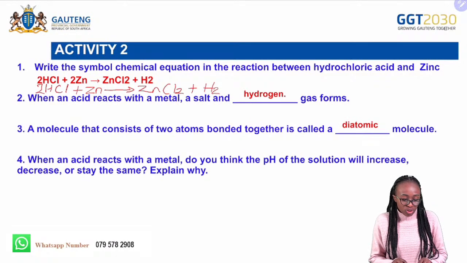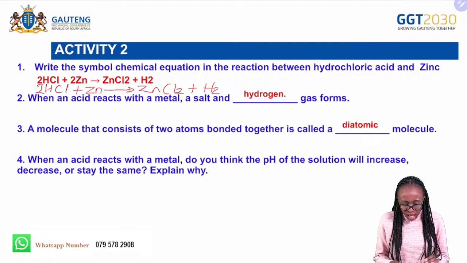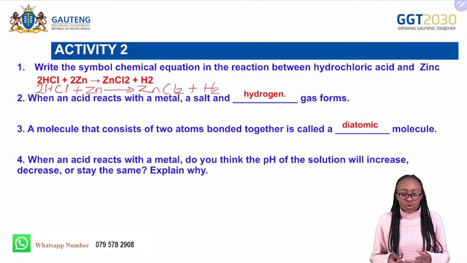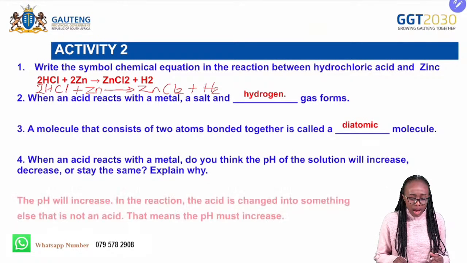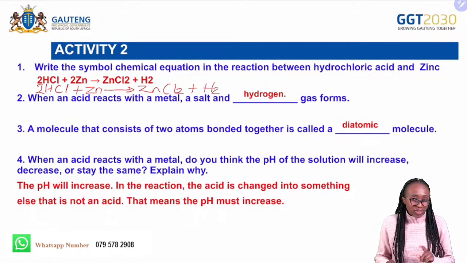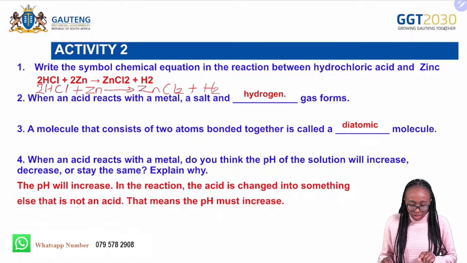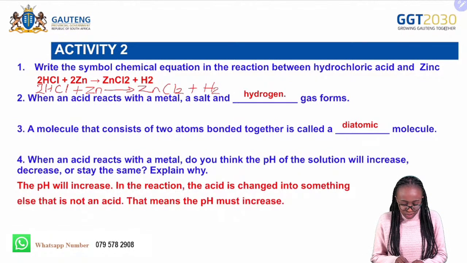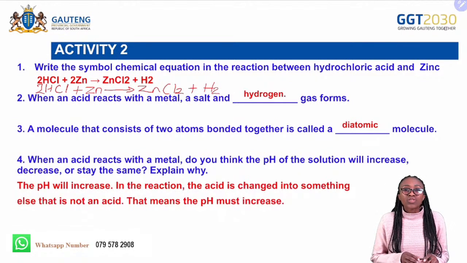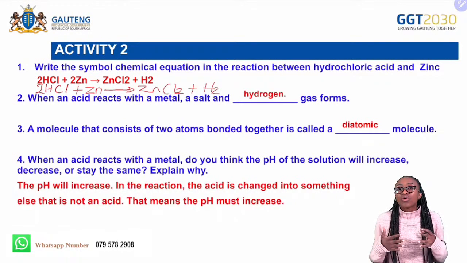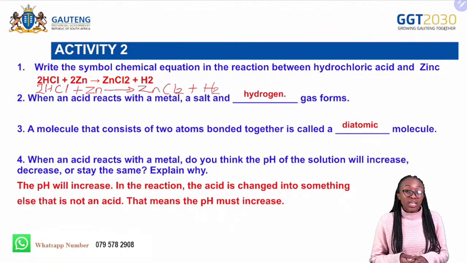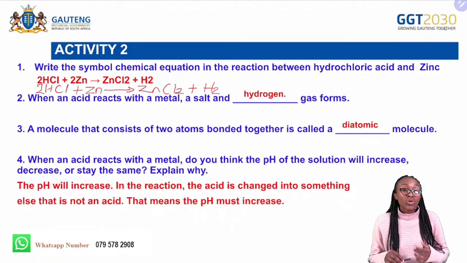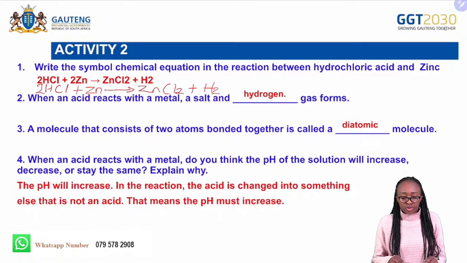And then the fourth question is, when an acid reacts with a metal, do you think the pH of the solution will increase, decrease, or stay the same? Explain why. So the pH will increase. Why are we saying so? In the reaction, the acid is changed into something else, but it is not an acid. This means that the pH will increase. So remember, the pH of acids ranges from 0 to 7. So if an acid is changed to something else, it means that the pH is going to increase.